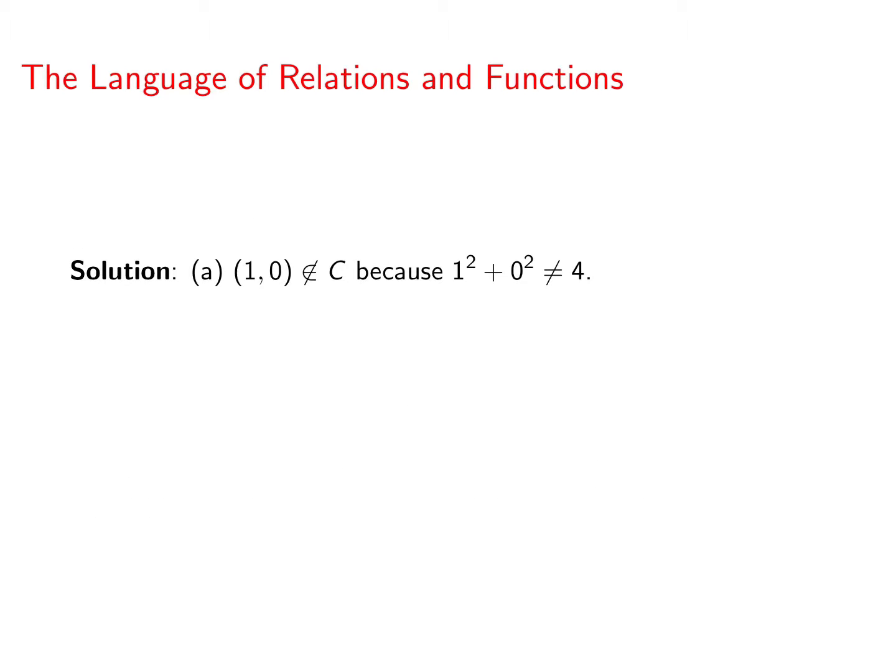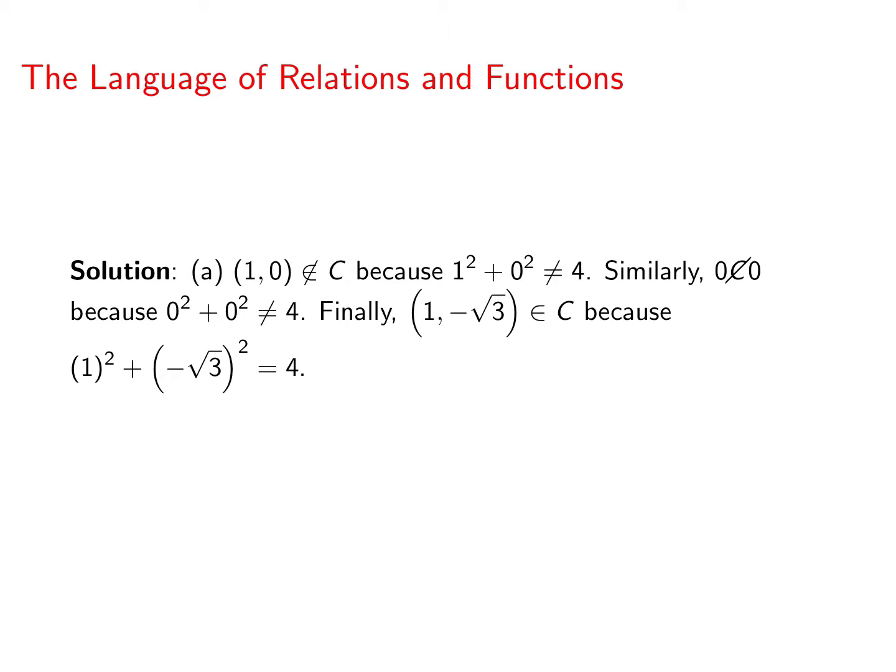Okay, we can answer these questions. 1 comma 0 is not an element of C because 1 squared plus 0 squared is not equal to 4. Similarly, I can say that 0 is not related to 0 because 0 squared plus 0 squared is not equal to 4. And then finally, for part A, 1 comma negative square root of 3 is an element of C because 1 squared plus negative square root of 3 quantity squared is equal to 4. For part B, I can just say that the domain and codomain of C are the set of real numbers.